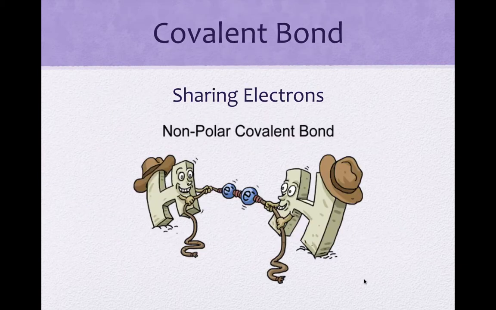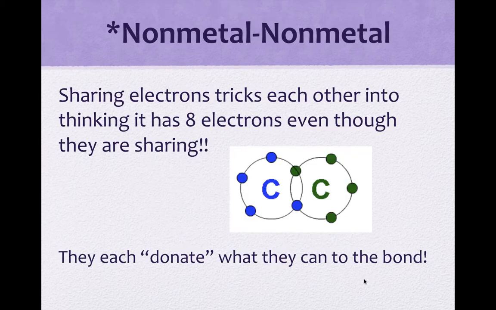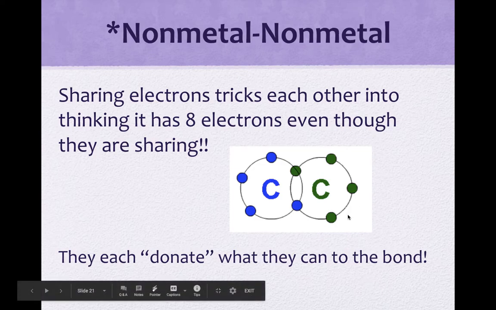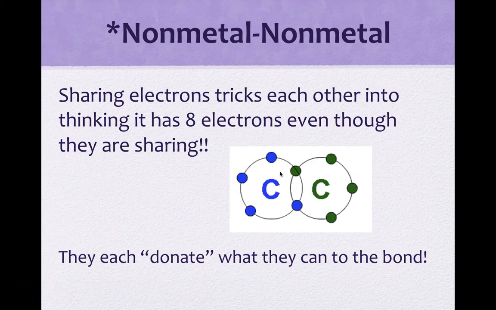Okay? Our next type of bond we're going to talk about is a covalent bond. In a covalent bond, they are sharing electrons, and they're typically nonpolar covalent. So like we said before, they're typically between a nonmetal and a nonmetal. So when you share electrons, it's going to trick the other one into thinking it has 8 electrons, even though they are sharing. Okay? They each donate what they can. So here, we know that carbon has 4 valence electrons, 1, 2, 3, 4, and 1, 2, 3, 4. If they each share, they now have 8, which makes them happy because they're sharing.